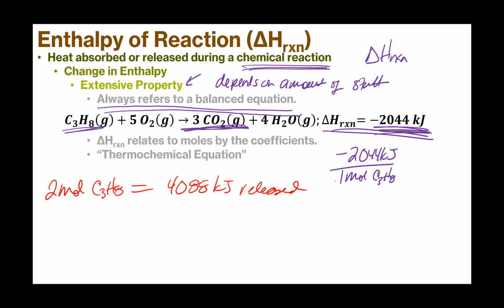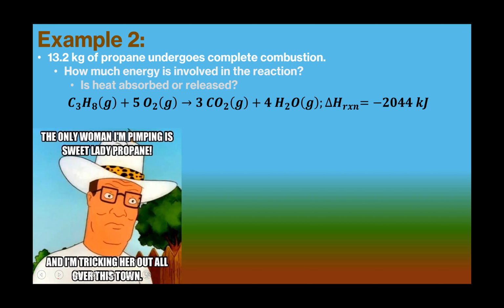Okay. All right. Let's take a stab at an example here. We've got 13.2 kilograms of propane, and we're going to do a complete combustion, which means we're going to get CO2 and water. We're going to burn it with oxygen, right? This is a fuel, so it's good for that. We know how much energy is involved in this reaction, and is heat going to be absorbed or released? We can answer the second question first because we see it right here. There's a negative sign. This means the heat is released.